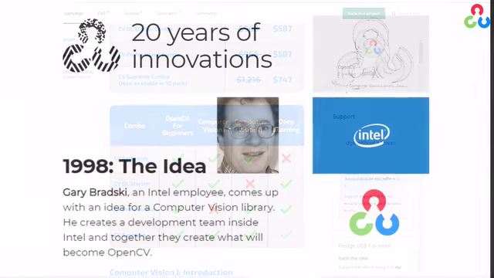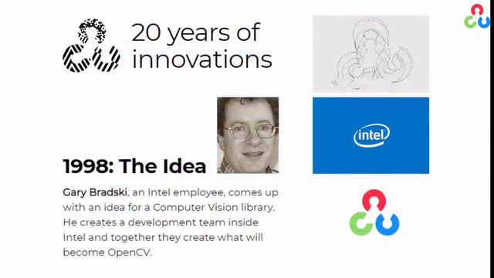And with that, let's get a word from the founder of OpenCV, Dr. Gary Bradsky, about the origins of open computer vision.